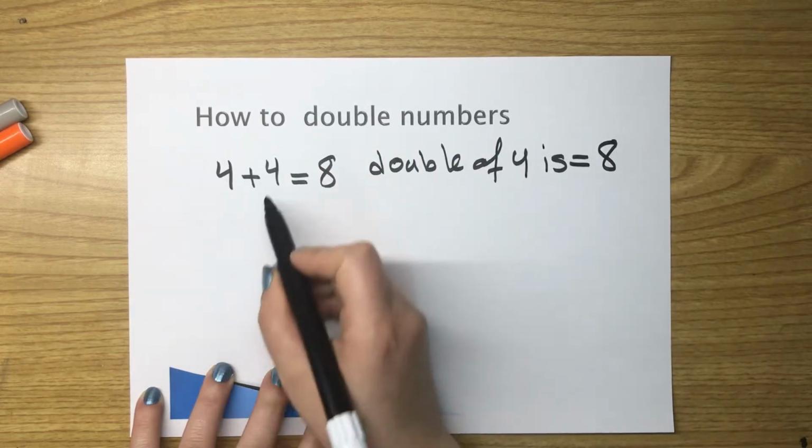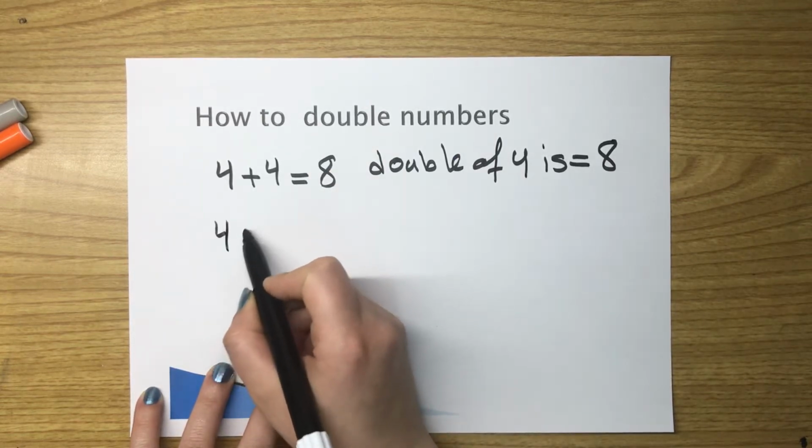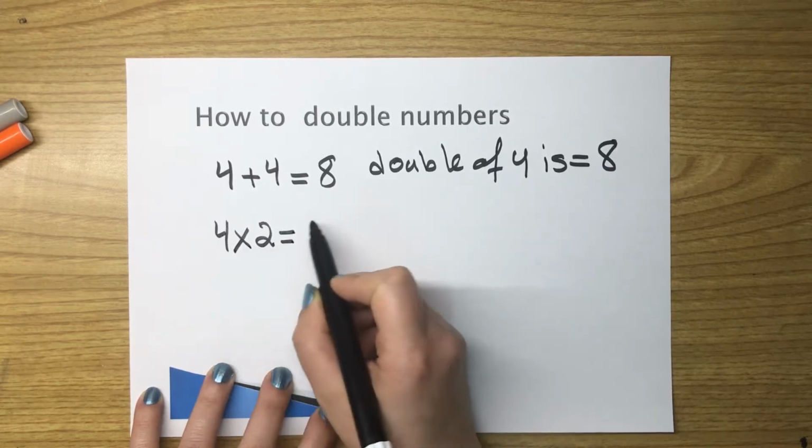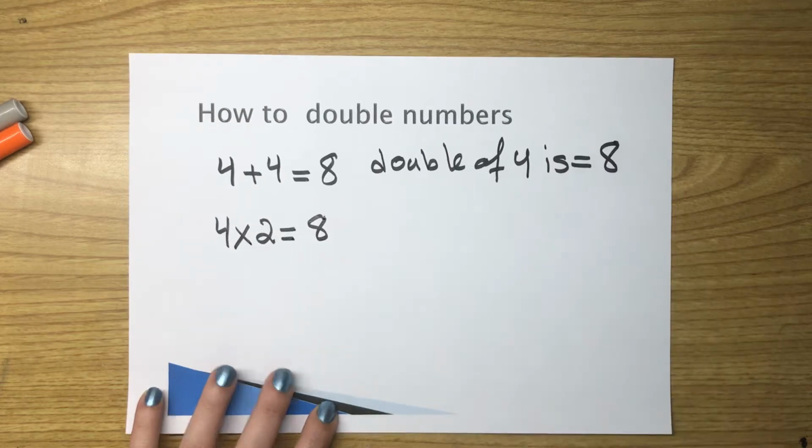The other way to double a number is to take that number and double it or multiply it by 2. 4 times 2 equals 8, the same answer that we got here.